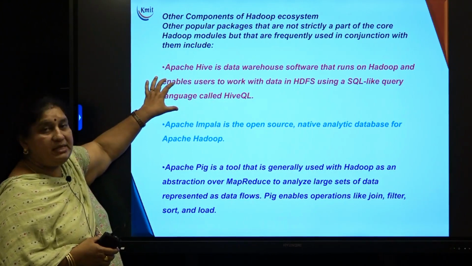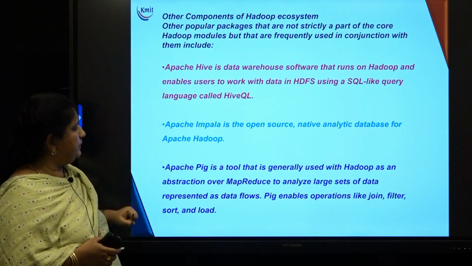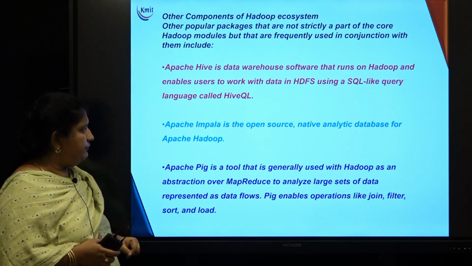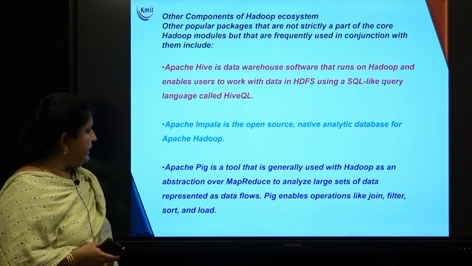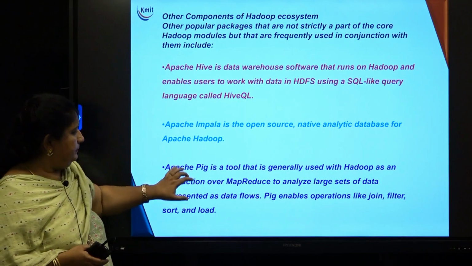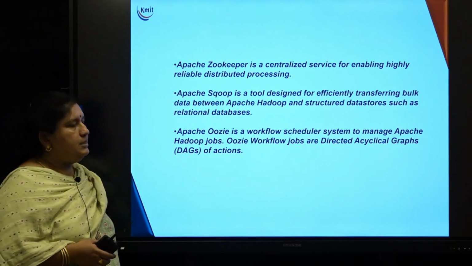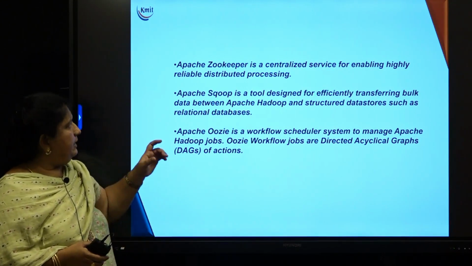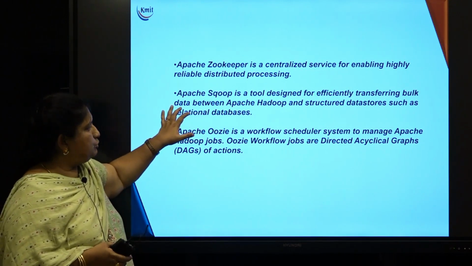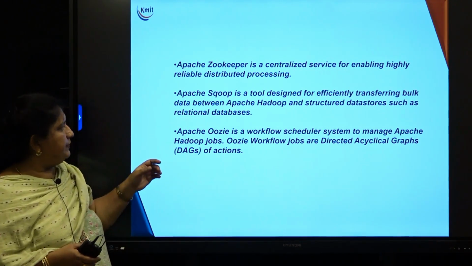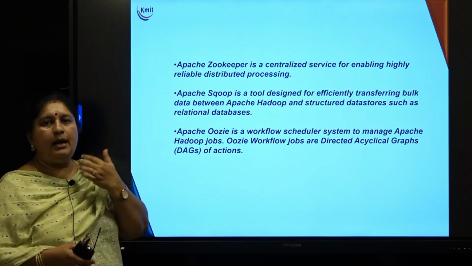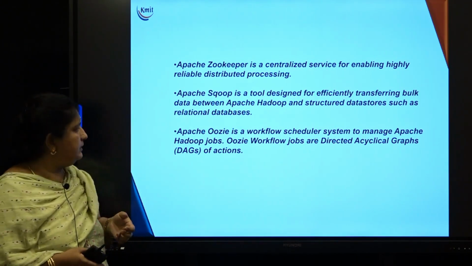Apache Hive, this is the data warehouse component of the Hadoop framework. Impala, open source coming from Hadoop, takes care of the native analytic database. Pig is a tool which is used for analyzing the data, and Zookeeper is a centralized service for enabling highly reliable distributed processing. Sqoop is one more tool which is used for transferring huge amounts of data between Apache Hadoop and RDBMS kind, structured database services.